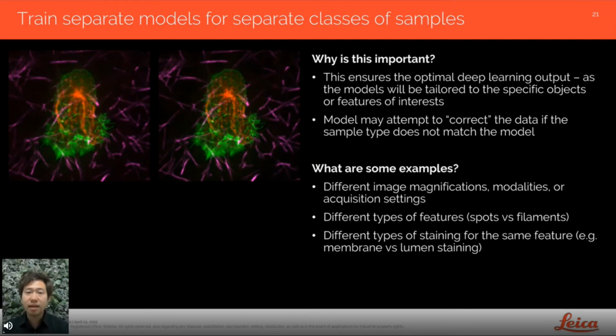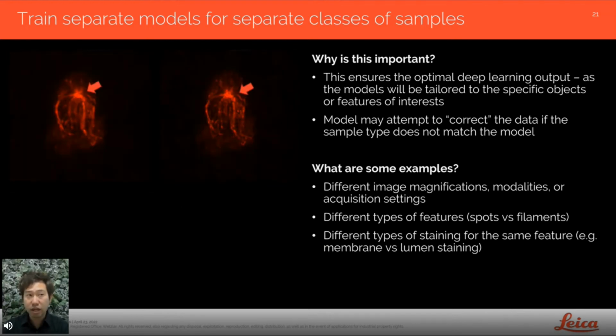And one last best practice: if you have a sample with multiple features or scenes, like different organelles in a cell, it is preferred that you train separate models for each of them, as this would help you get the optimal output from your deep learning models. So let's take a look at the example on the left side here. The image on the left is processed with a generic model that is trained on the red, the green, and the magenta channels. On the right, it is processed with a model that is trained for each channel separately. If we look at just the red channel output, you can see the specialized model resolution is much better than the generic model output.